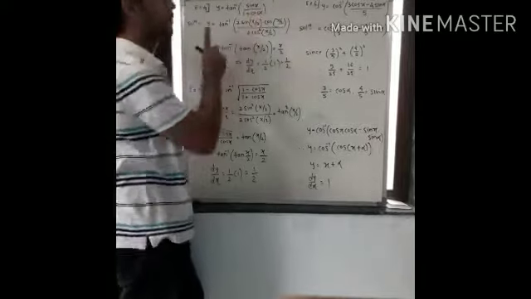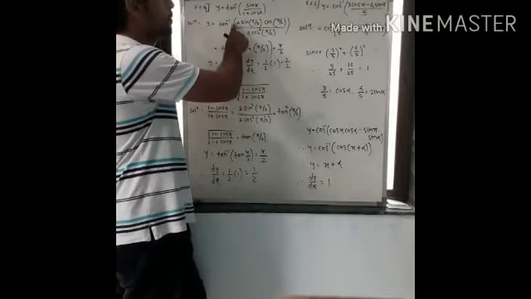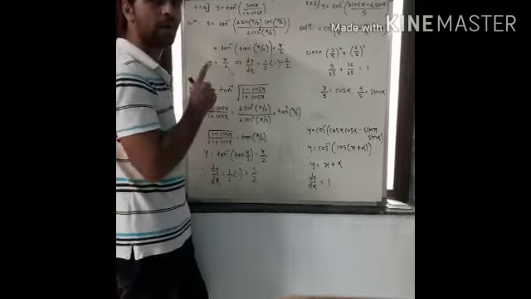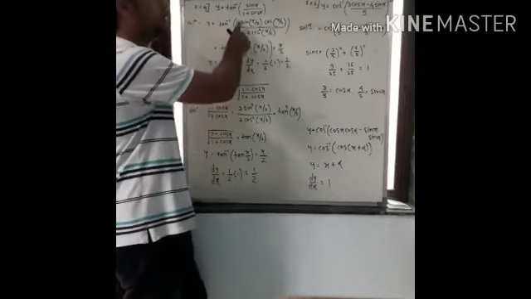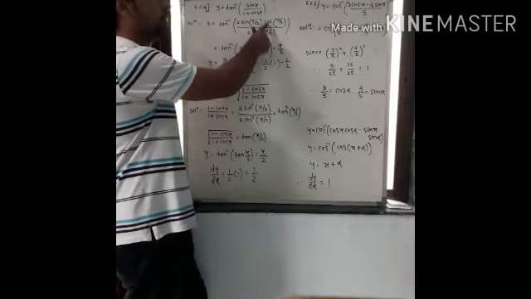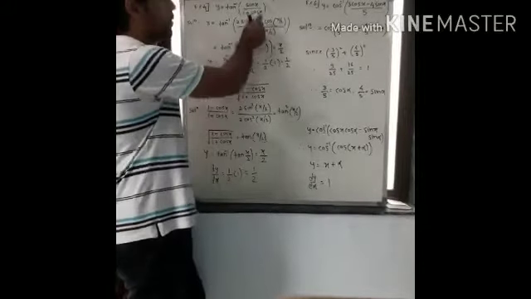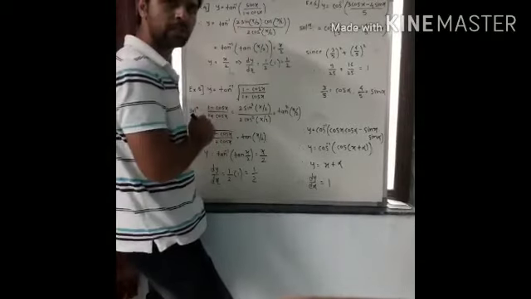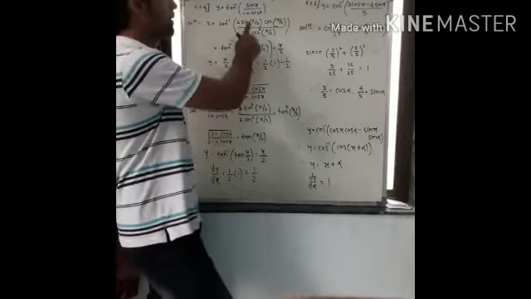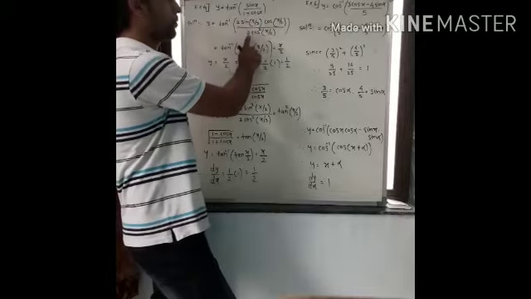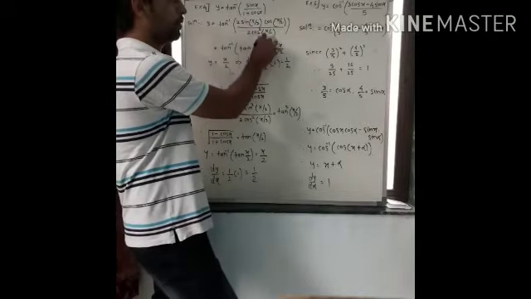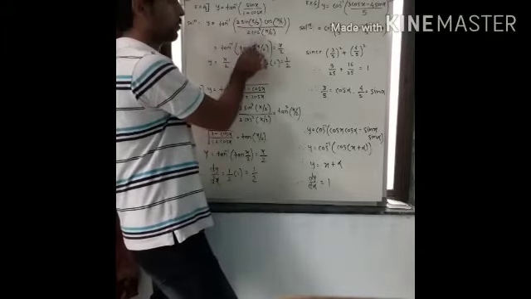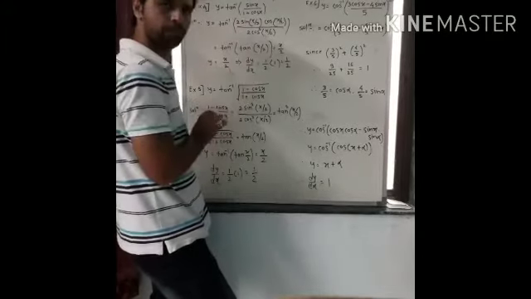So sin x, we know the formula of sin x is 2 sin x by 2 into cos x by 2. This is called the half angle formula, right? 2 sin x by 2 cos x by 2, this is the formula for sin x. Similarly, we have a formula for 1 plus cos x also, right? What is the formula of 1 plus cos x? That is 2 cos square x by 2. Formula for 1 plus cos x is 2 cos square x by 2, right?